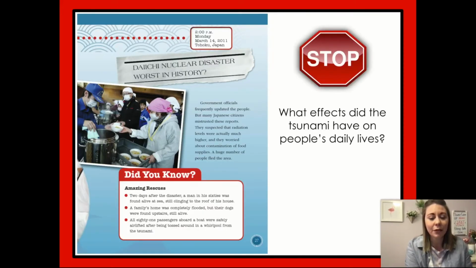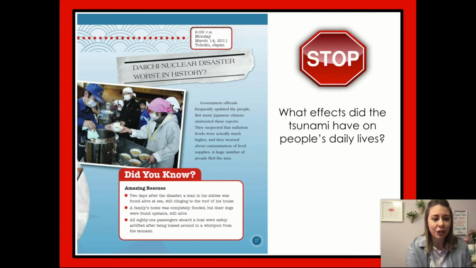It says government officials frequently updated the people, but many Japanese citizens mistrusted these reports. They suspected that the radiation levels were actually much higher, and they worried about the contamination of food supplies. A huge number of people fled the area. Again, radiation is very dangerous and you can't see it. People were really worried that the government was lying to them. They mistrusted the reports, so they just left, or fled, the area.